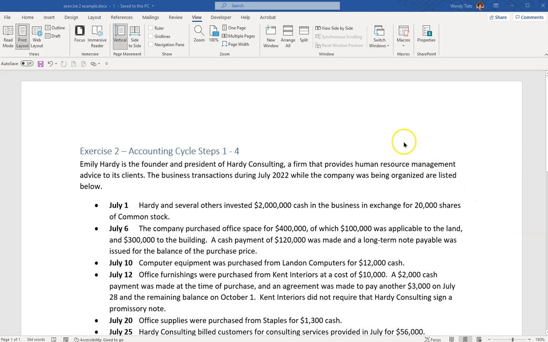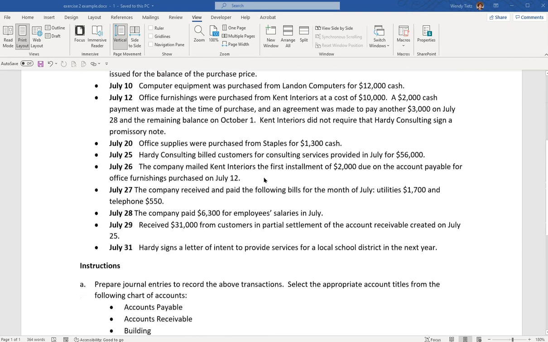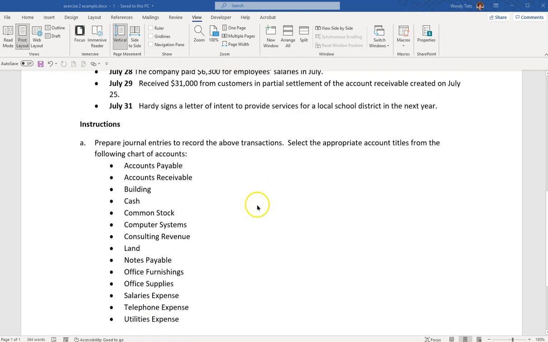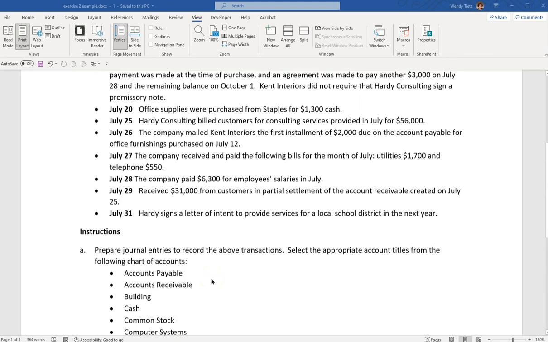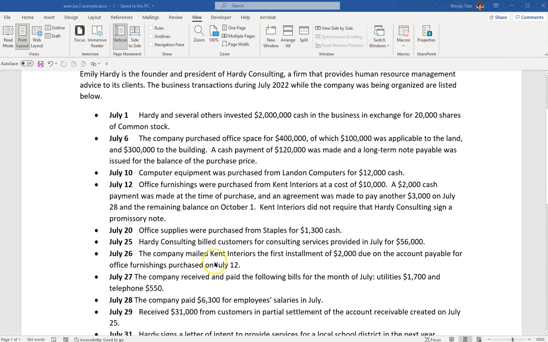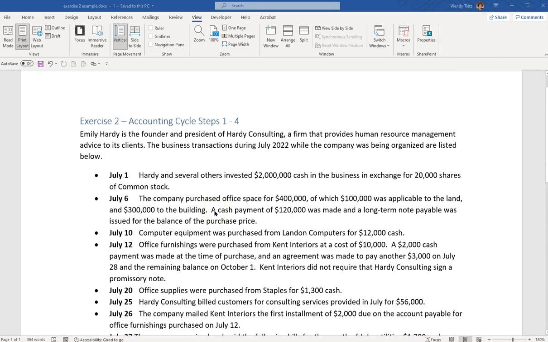We're now working on part A of this exercise. So this exercise, accounting cycle steps 1 through 4, we have a series of happenings, and part A is to prepare journal entries, and we're given a list of accounts. I'm going to not show this on my screen anymore, but know that you need to have this list.